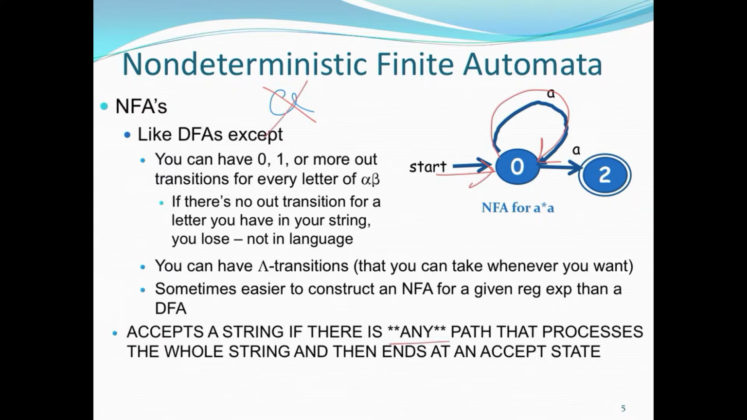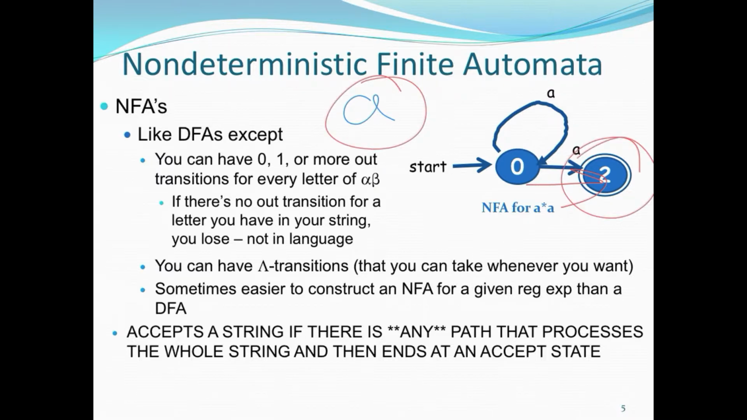But it accepts it if there's any path that ends at an accept state. So if instead I take my A and decide to take this path today with that single A, that leaves me at state 2, which is in fact an accept state. So the string A is in fact in my language. On the other hand, if we consider the string B, I need to process this B, and there is no way for me to do that, and so I lose, not in my language.